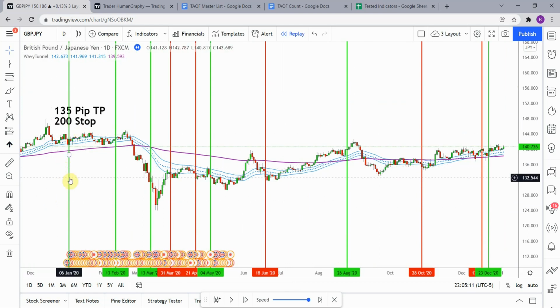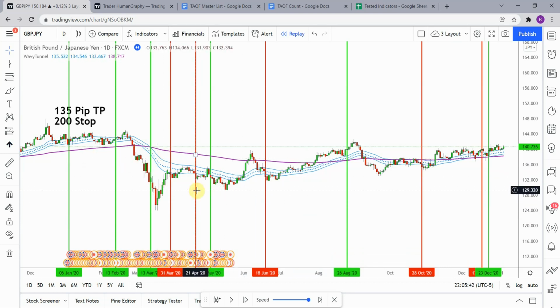So we have 1, 2, 3, 4, 5, 6, 7, 8, 9, 10, and 11. So we have 11 trades altogether, and we have 1, 2, 3, 4, 5, and 6 winning trades. So that is not going to meet the 60% criteria. That was really close and seemed to be doing all right in the beginning.